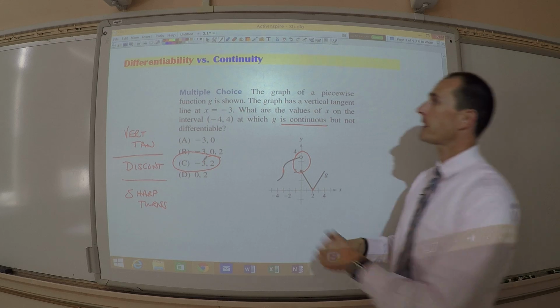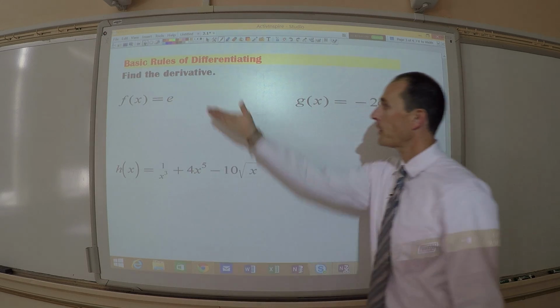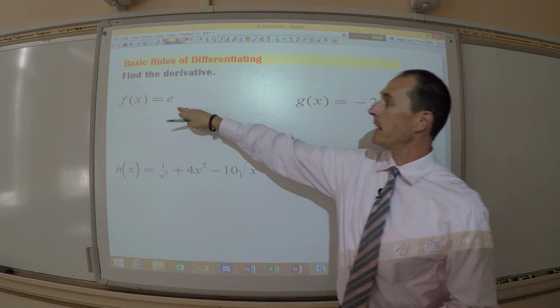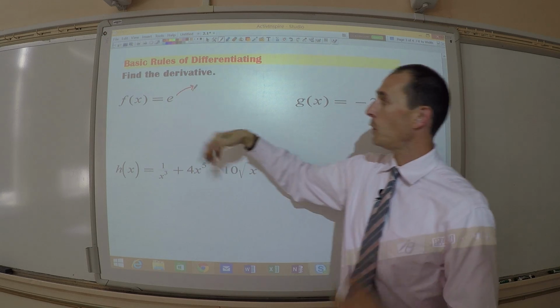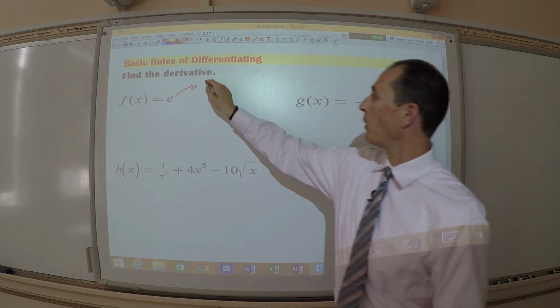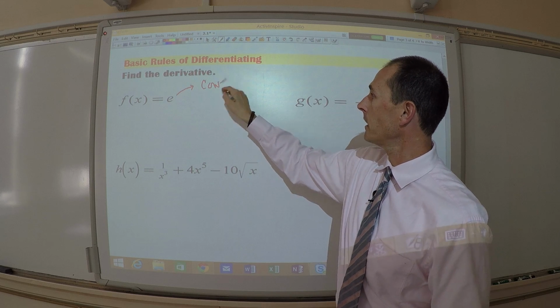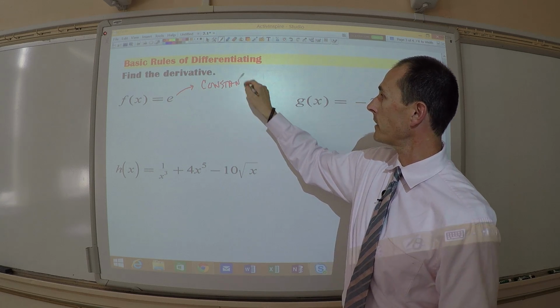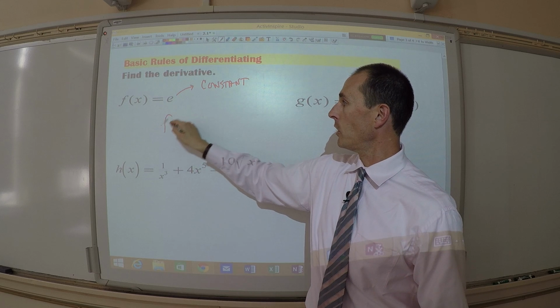Now let's look at some basic differentiation rules. So we start off with the derivative of a constant. This is not e to the x. This is like pi or 7 or 4. So since e is a constant, the derivative of a constant is simply 0. So that one's an easy one.